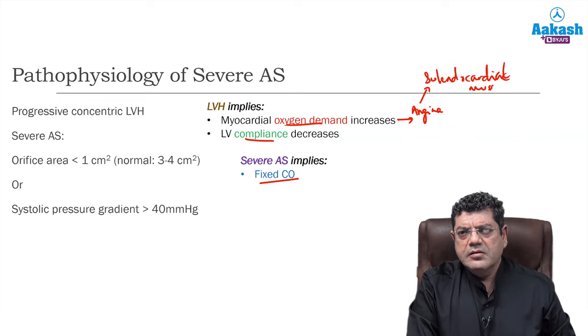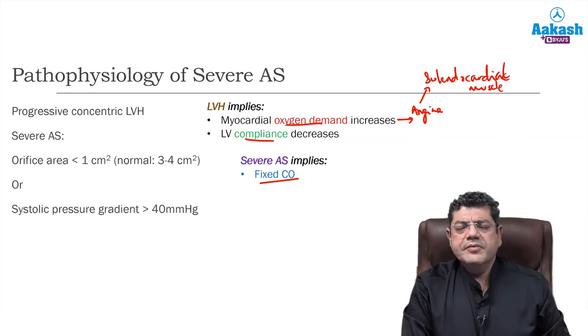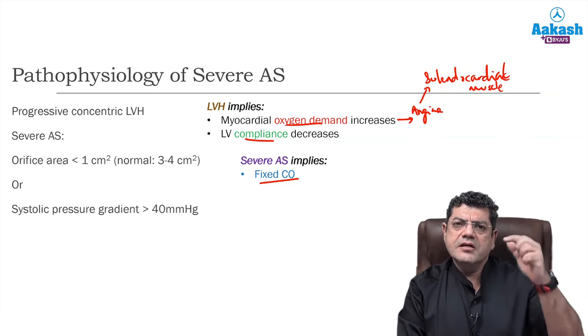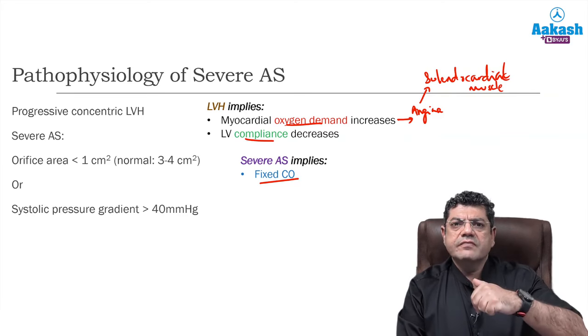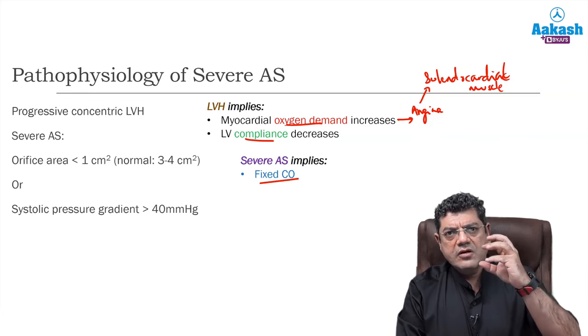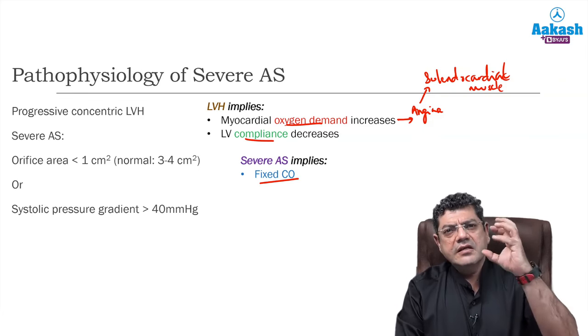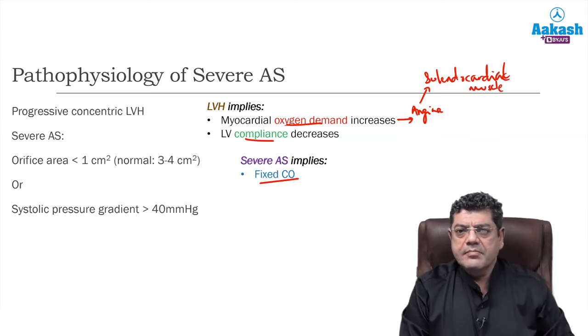Subendocardiac cardiac muscle is the most vulnerable, right? Because the epicardial arteries penetrate through the substance of the myocardium, and because the left ventricle is hypertrophied, when it contracts during systole, the arteries going through the substance of the myocardium also get compressed.